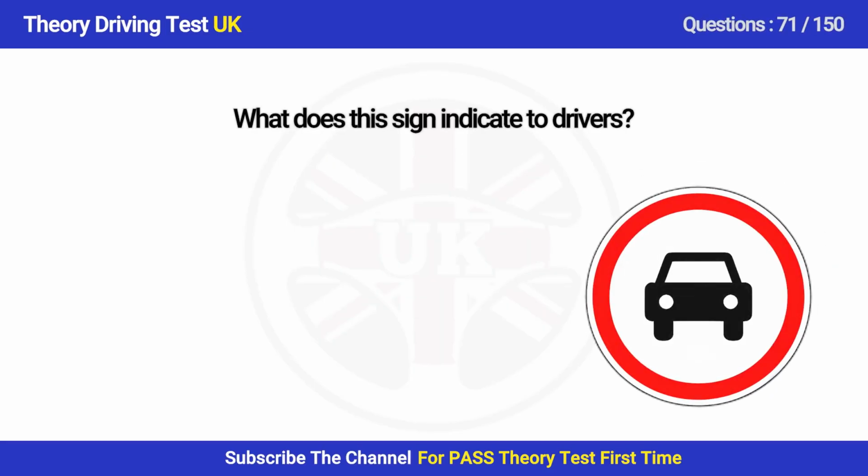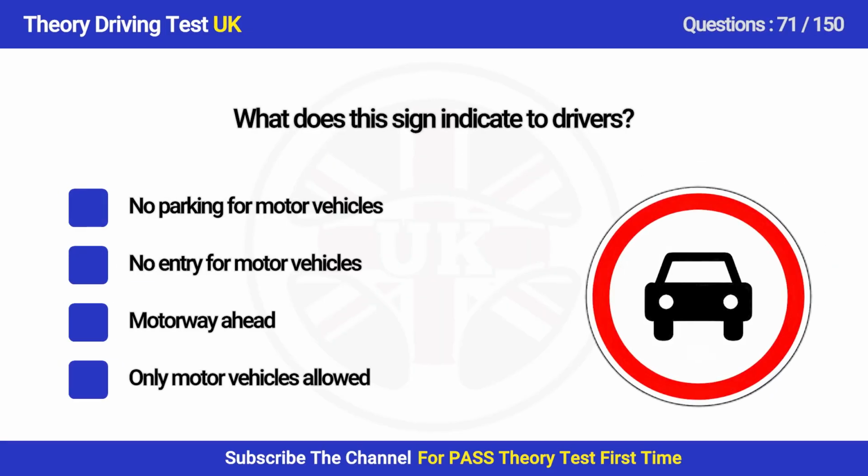Question 71. What does this sign indicate to drivers? A. No parking for motor vehicles. B. No entry for motor vehicles. C. Motorway ahead. D. Only motor vehicles allowed.